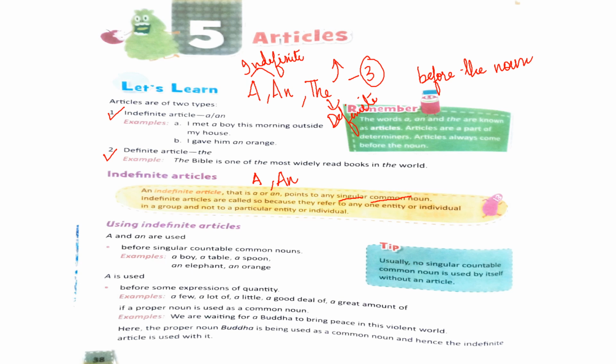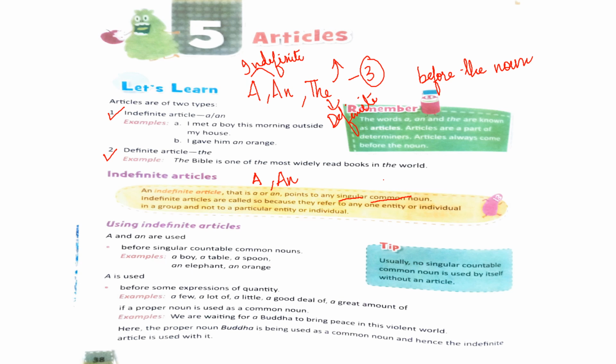And why do we call them indefinite articles? Because they do not refer to any particular person, place, animal or thing, or you can simply say any particular noun. They do not refer to any particular noun. Alright, that's why they are called indefinite articles. Now let's see the usage of indefinite articles, how we can use them in sentences.